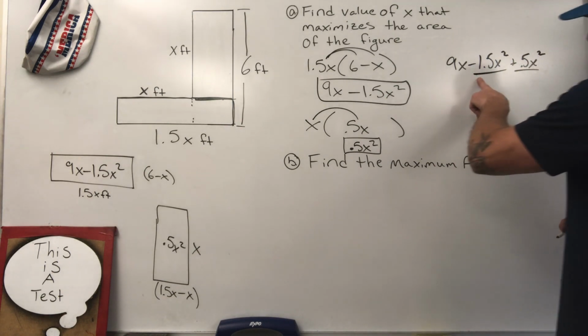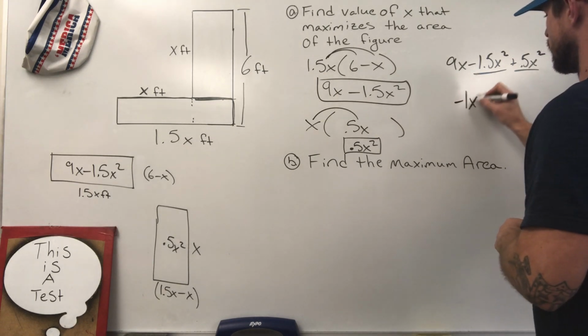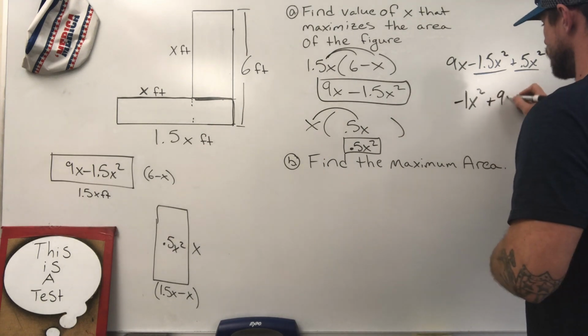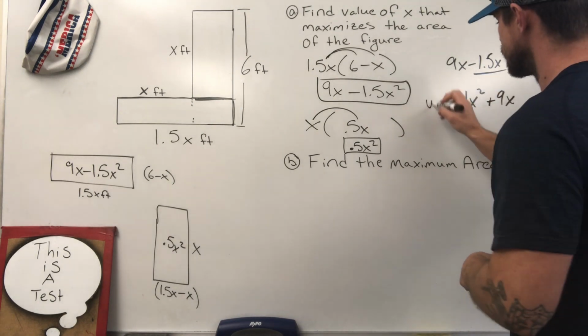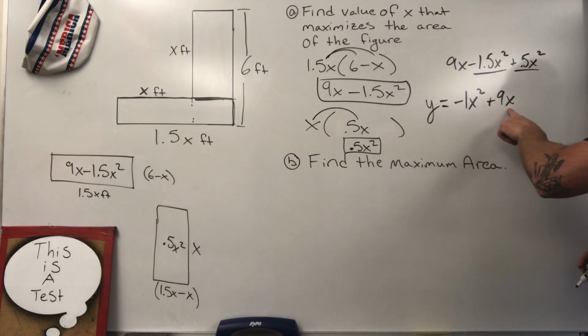Put them together. Negative 1.5 plus 0.5 just gives me negative 1x squared is what I'm left with. I've got a positive 9x. We're going to include that in. So we are dealing with this quadratic: y equals negative 1x squared plus 9x.